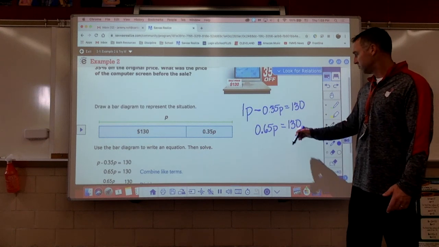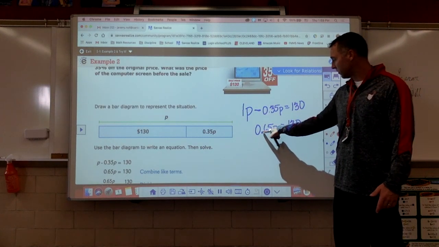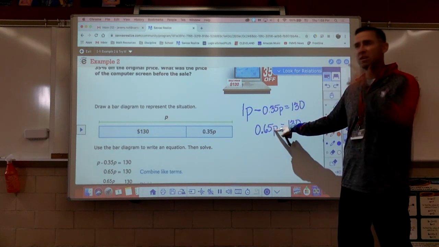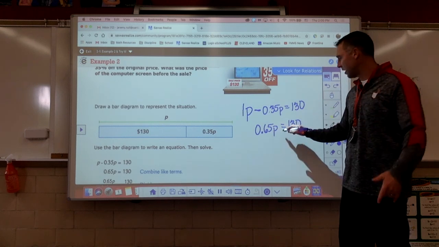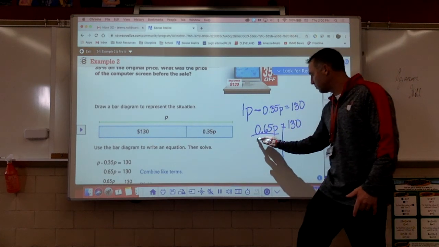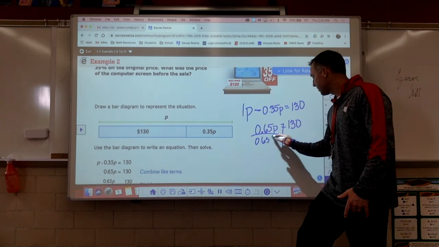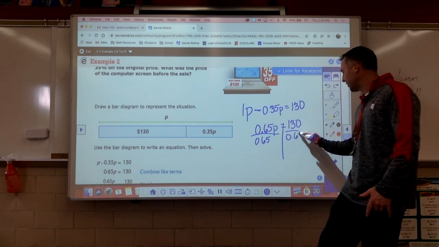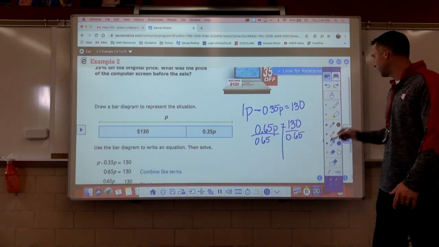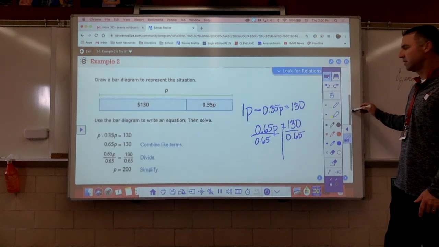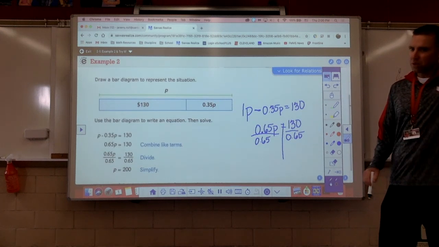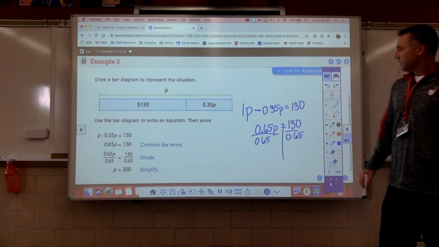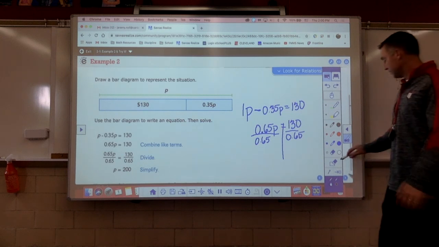So, last step. We're taking a coefficient, multiplying it by a variable. Inverse operation says do the opposite. Folks, we're going to divide both sides by 0.65. 65 hundredths, or 0.65. And folks, if you do that correctly, that would come out to be $200. Bam. A computer screen, $200.